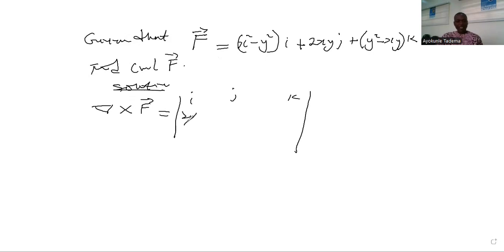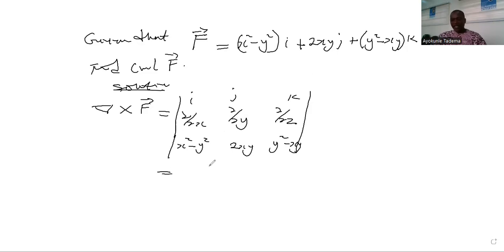Now, we have what? ∂/∂x, ∂/∂y, ∂/∂z. And what's the coefficient of i? We have x squared minus y squared. Coefficient of j, 2xy. Coefficient of k, y squared minus xy. Okay, and just simplify this. A minute, please.